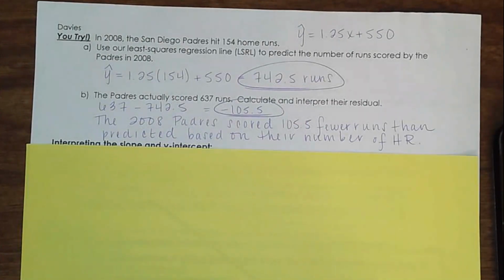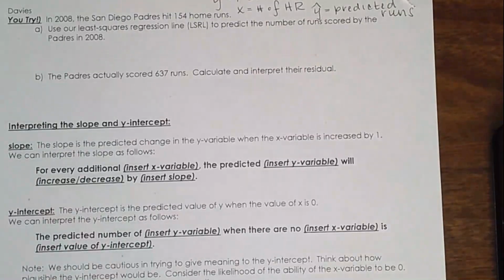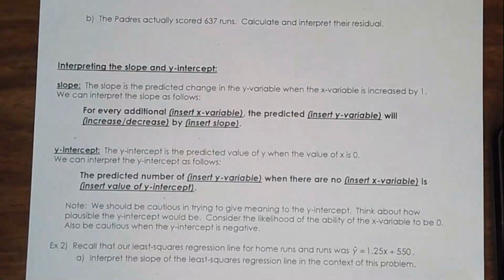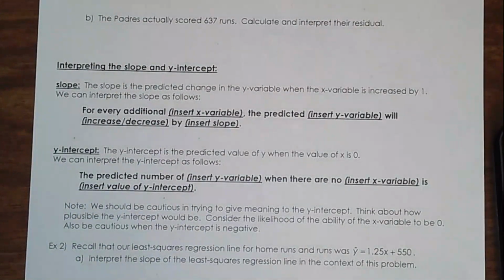Okay, now we're going to go into interpreting. Our least squares regression line has two parts: it has a slope and a y-intercept. Remember, statistics is all about bringing out the meaning in this data. So we have this number that's the slope and this number that's the y-intercept, but what does it mean? It's important that we understand what these actually mean in context.